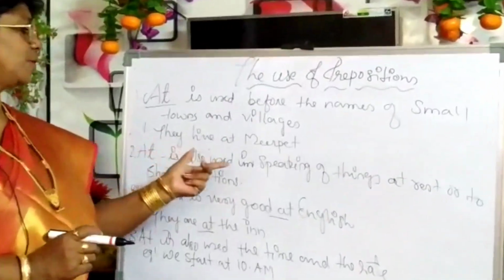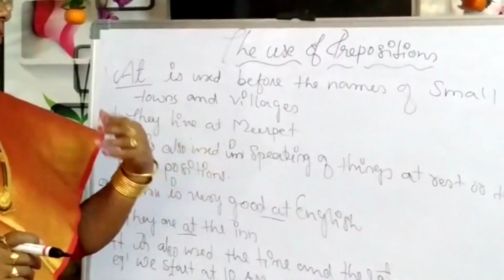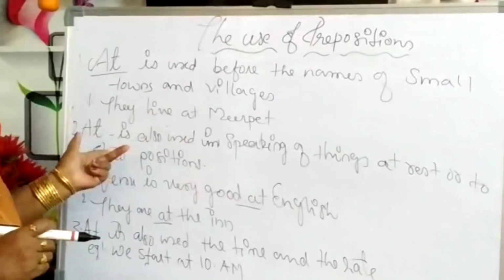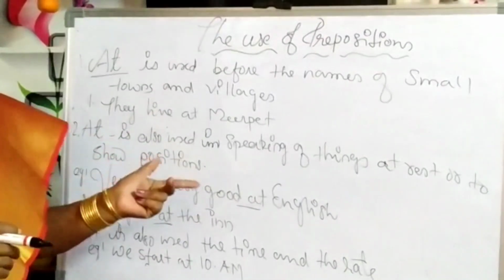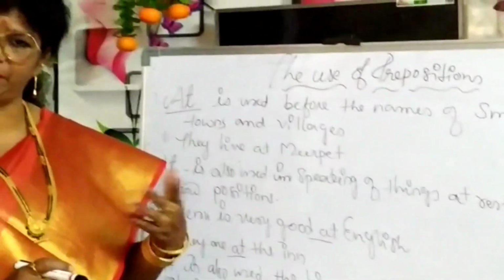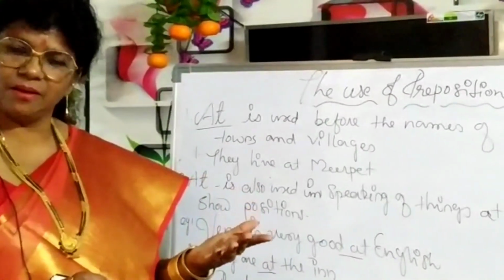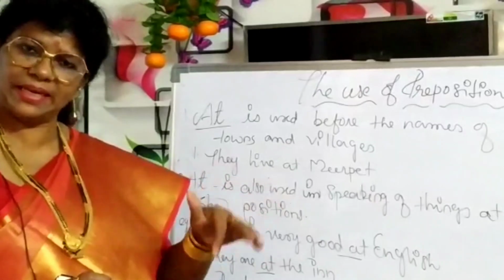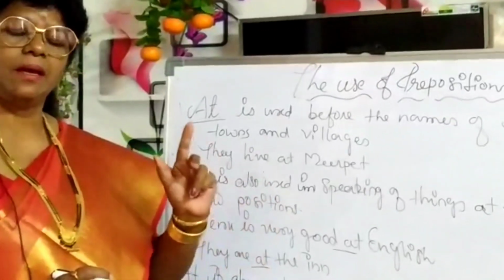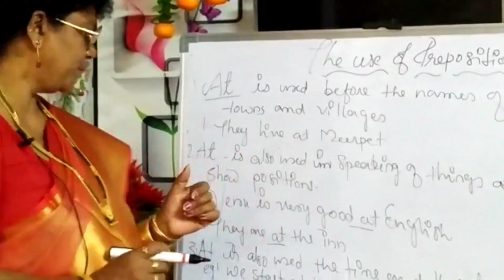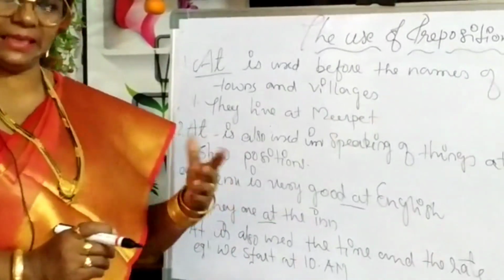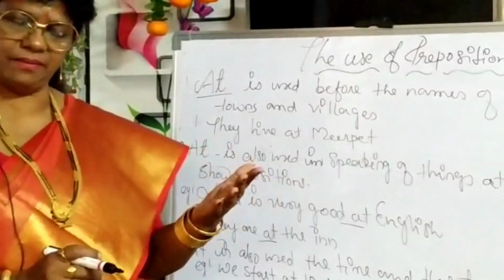At is also used in speaking of things at rest or to show positions. Venu is very good at English. If you are very good, we can say at. Will we use "Venu is very good in English"? We won't use that, because at always shows the position of someone. Okay. Then, they are at the inn. They are at the inn.